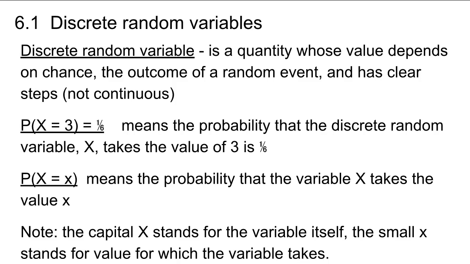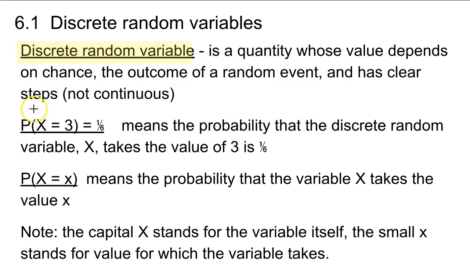All right, so I hope you did that. If we take a look at this, a discrete random variable is a quantity whose value depends on chance, an outcome of a random event. So we're going to throw dice, spin a wheel, pull a card, something like that.